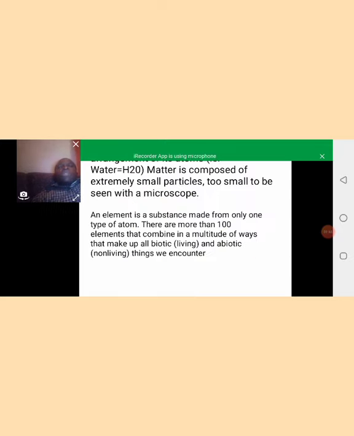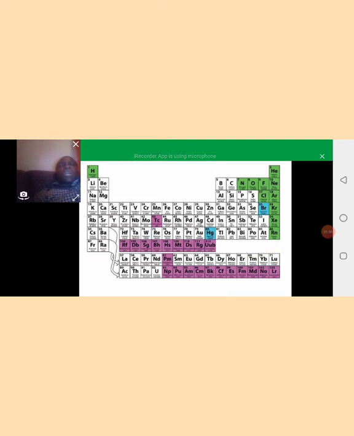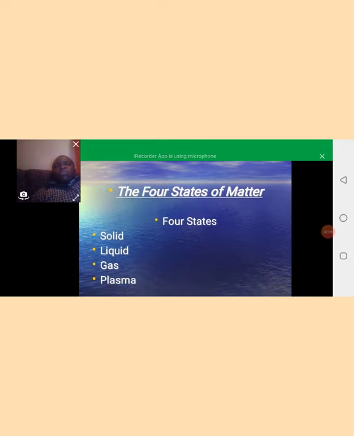Now, what's an element? An element is a substance that cannot be split or broken down into simpler forms. Take note of that. In the periodic table, we have about 108 elements, starting from hydrogen, helium, lithium, beryllium, boron, and so on and so forth. All these are elements. Now, let's go back to the states of matter. We have basically four states of matter, which are the solid, the liquid, the gas, and the plasma.